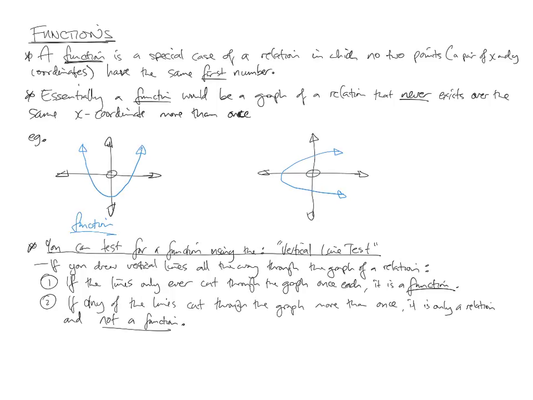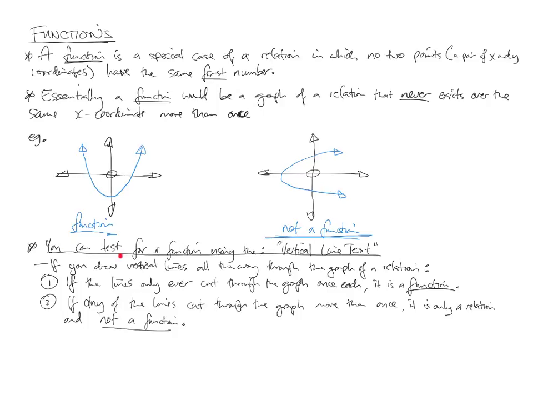This relation does exist over the same x coordinate more than once, so it's not a function. So this is not a function because the line exists more than once over the same x coordinate, whereas this only ever exists over each x coordinate once.